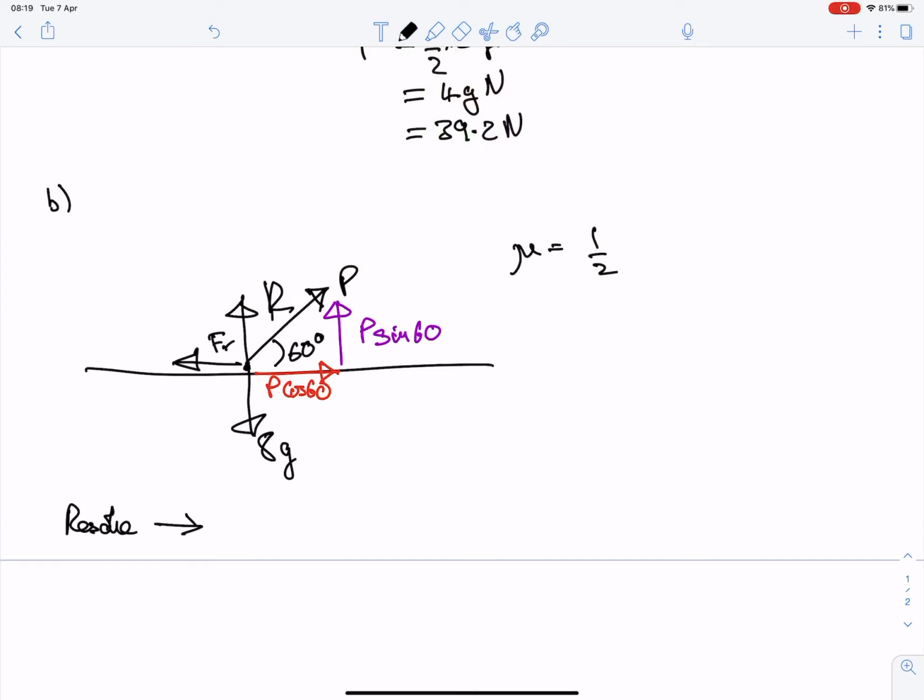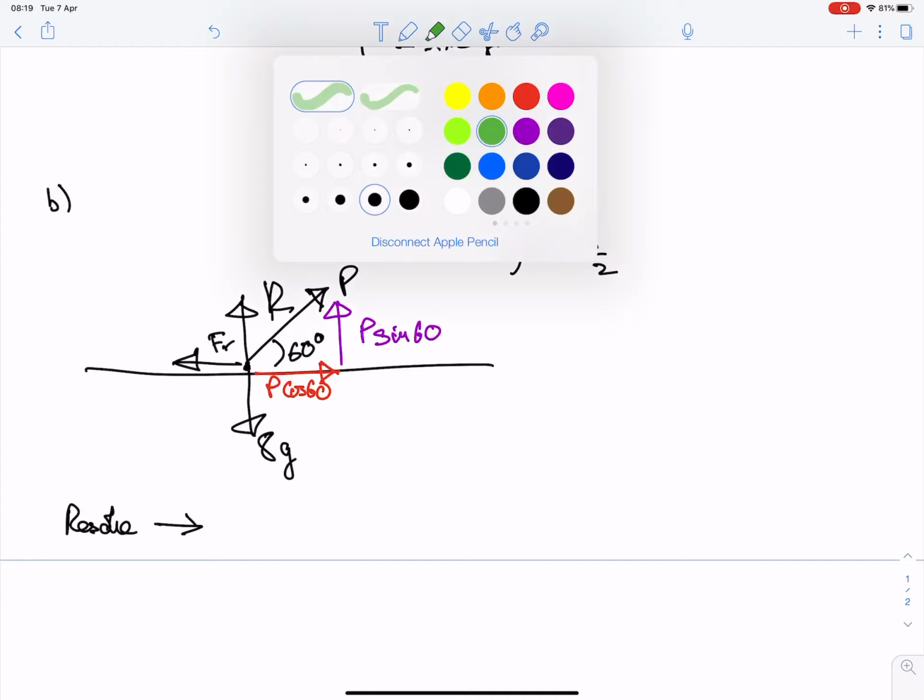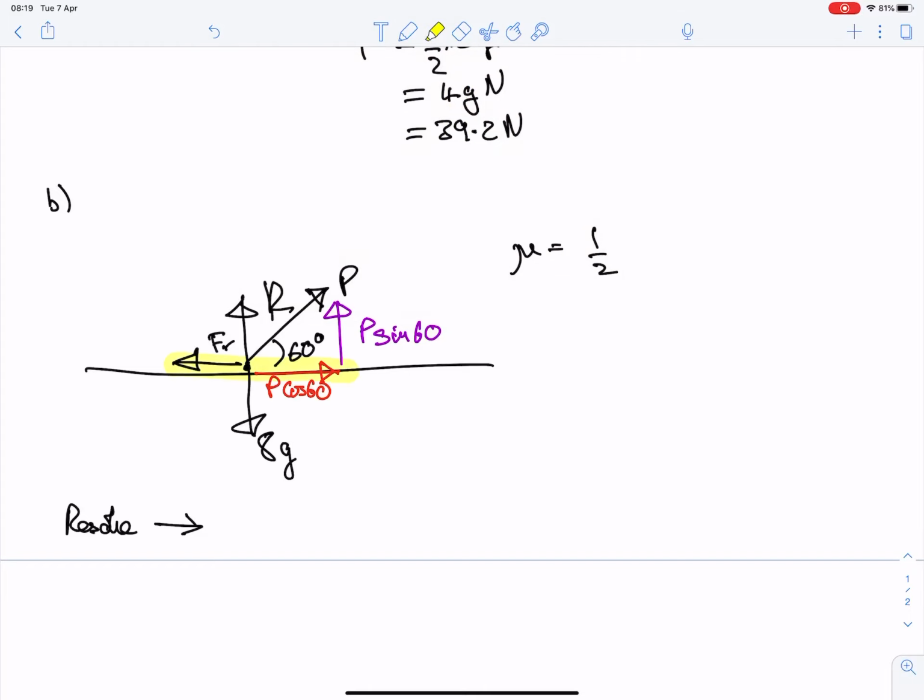So now we can work through this. Working horizontally, we can see that we've got those two forces there. So we're going to get P cos of 60 minus the friction is equal to 0, since equilibrium. Okay, so friction equals P cos of 60.